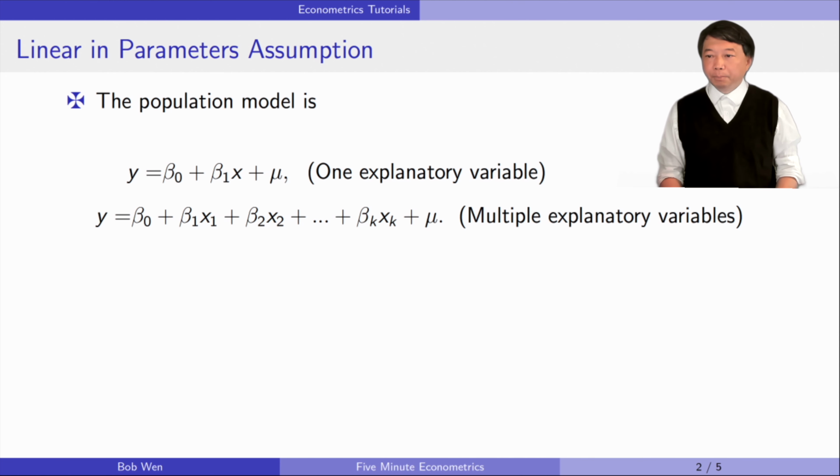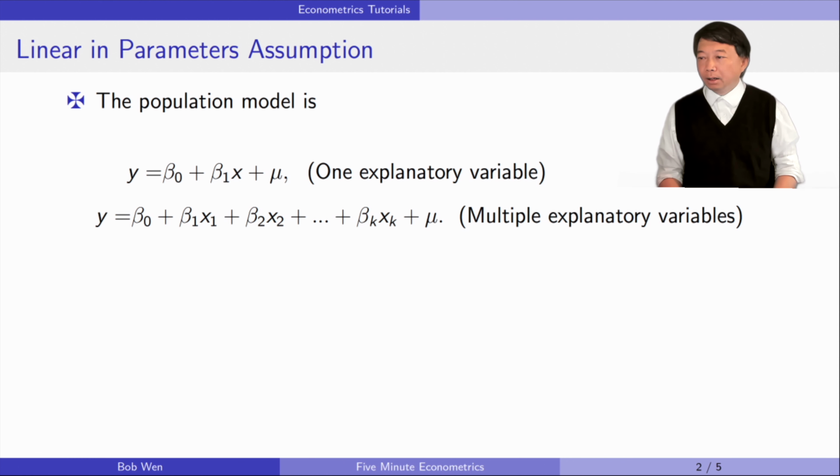The linear in parameters assumption means in the population model, the outcome variable y is related to the explanatory variable x and the unobserved random error term mu in a linear form. The key is that it is linear in betas rather than the variables. Betas are the population parameters we want to estimate.